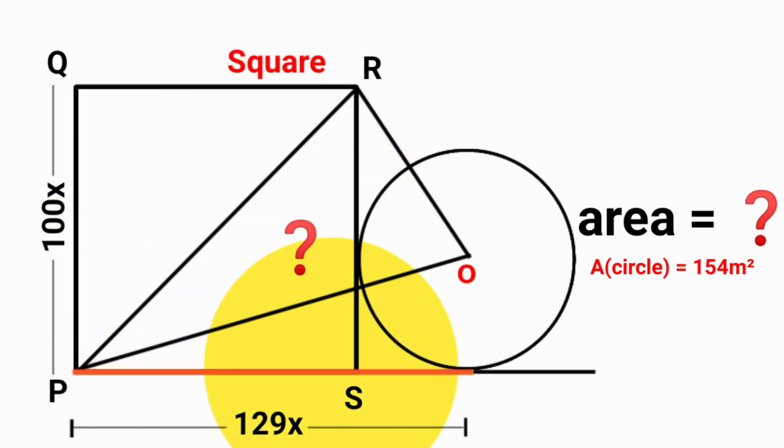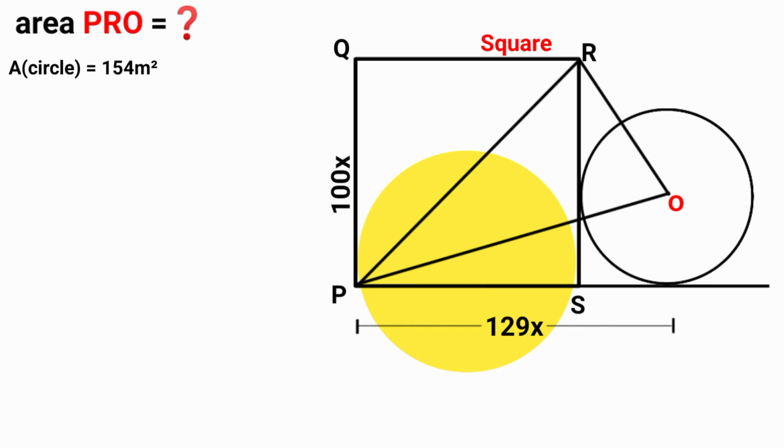We have the length of this line segment to be 129x. The length of this line PQ is 100x. Here they said area of circle equal to 154 meters squared. It is obvious that this point O is the center of the circle. So how can we solve this? Well, it is very simple.